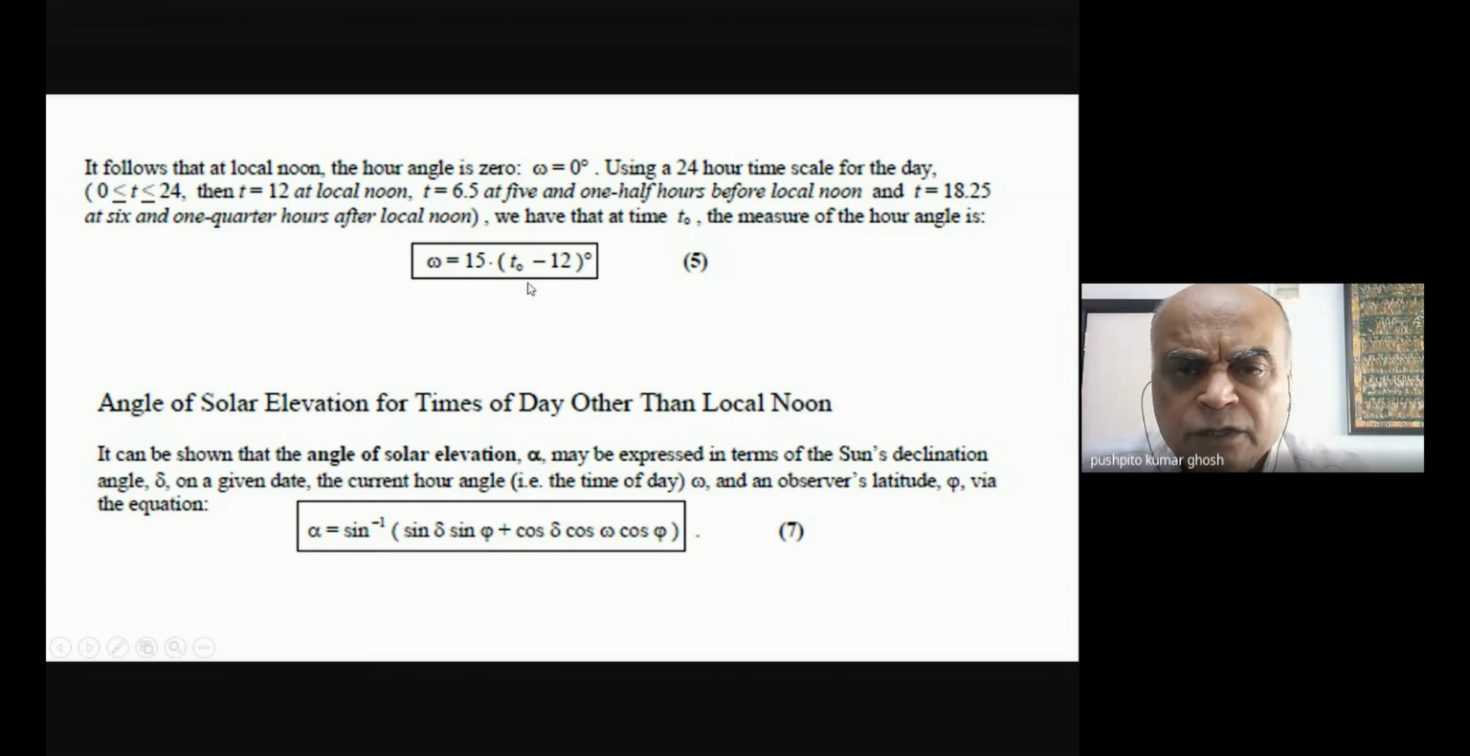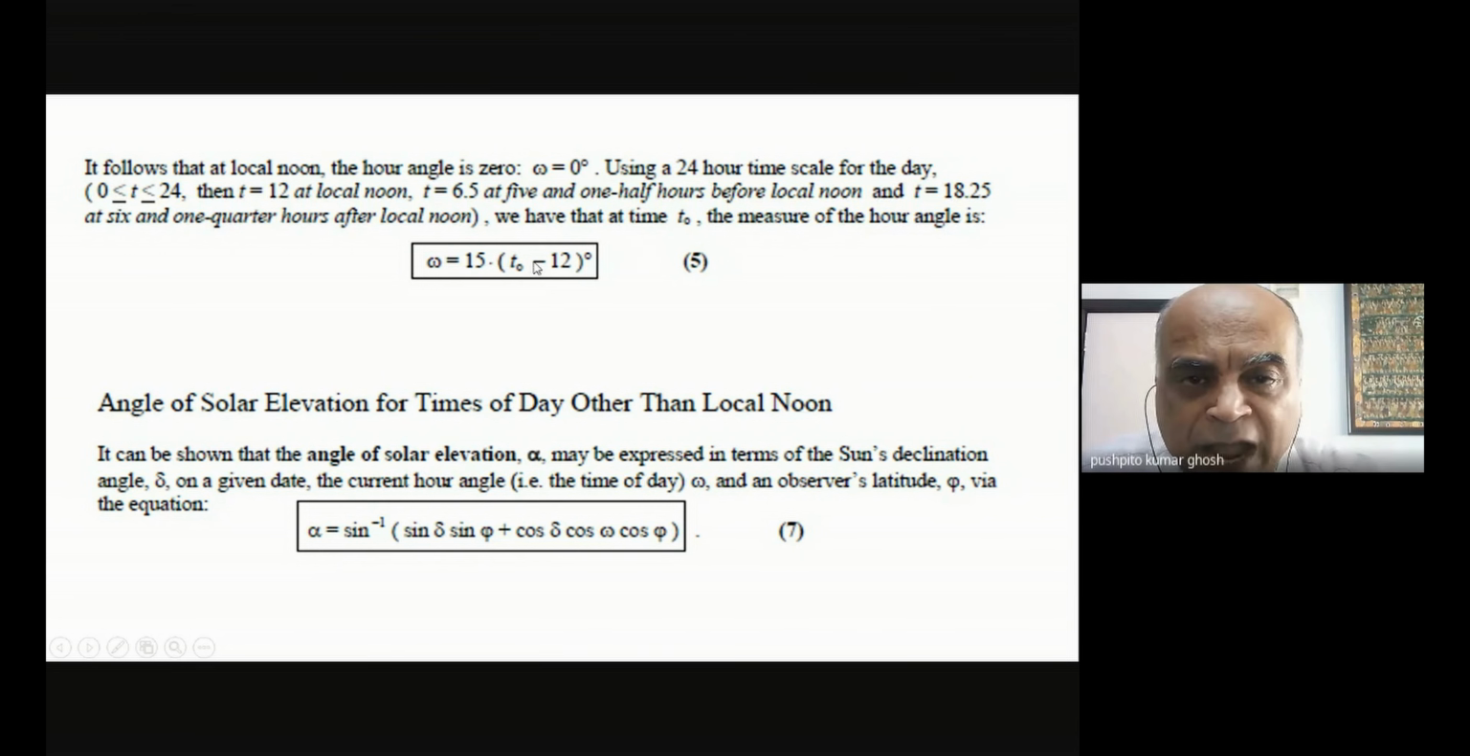So I'll put whatever that t value is over here. From that, I can work out the hour angle. Imagine when I'm at t is equal to 12, what will happen? 12 minus 12 is equal to 0. My omega is equal to 0. 15 times 0 is 0. So at 12 noon, my hour angle is equal to 0.